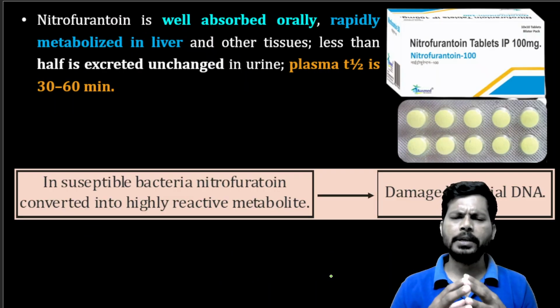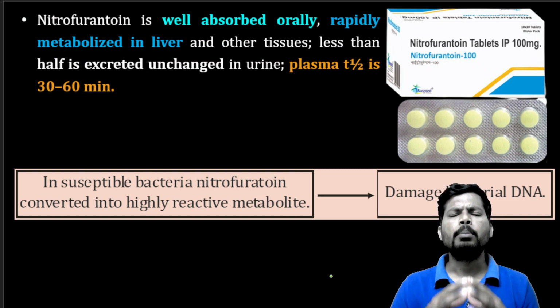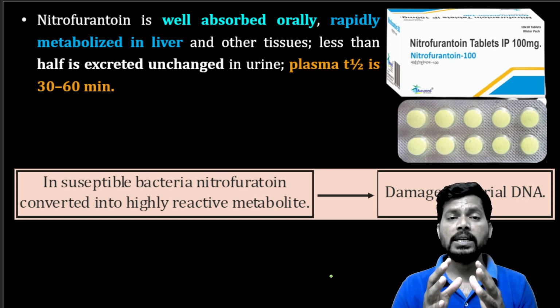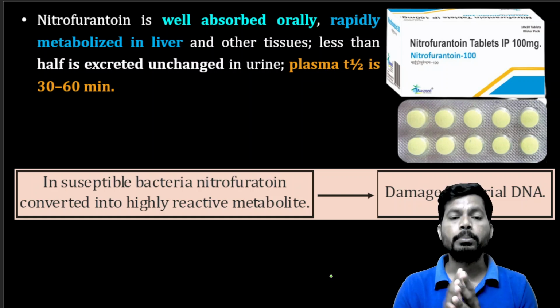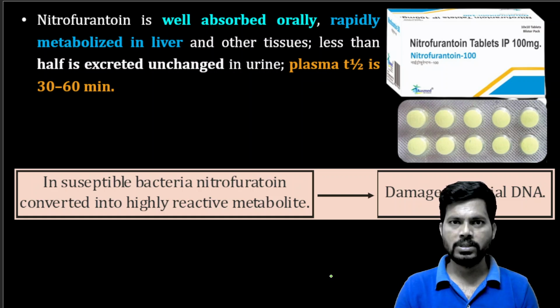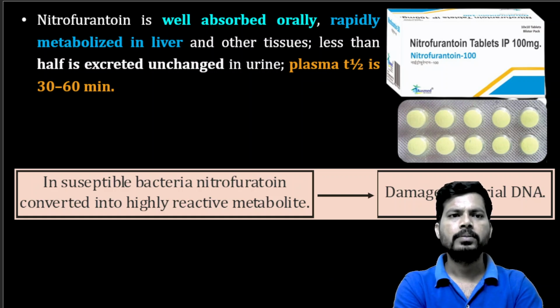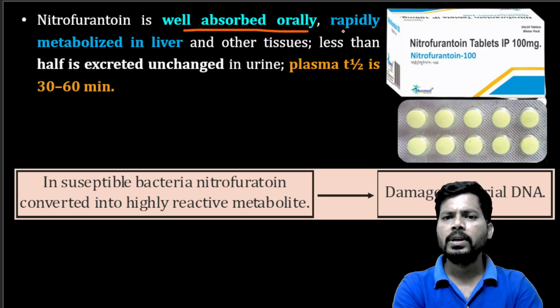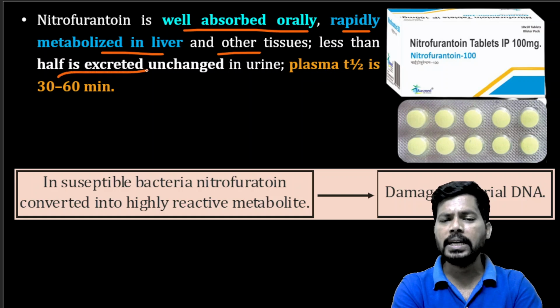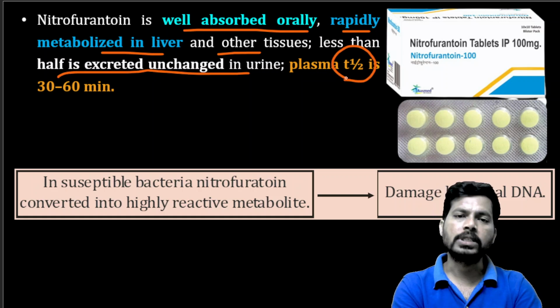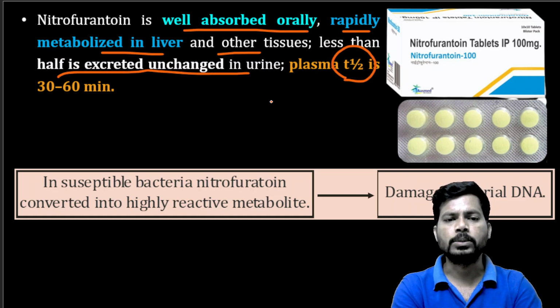Even antibiotics like penicillin, cephalosporins, many antibiotics, should show excellent action at minimal doses, because at high doses they show side effects. Next, the continuation: nitrofurantoin is well absorbed orally, rapidly metabolized in the liver and other tissues, and less than half is excreted unchanged in urine. The plasma half-life is 30 to 60 minutes.